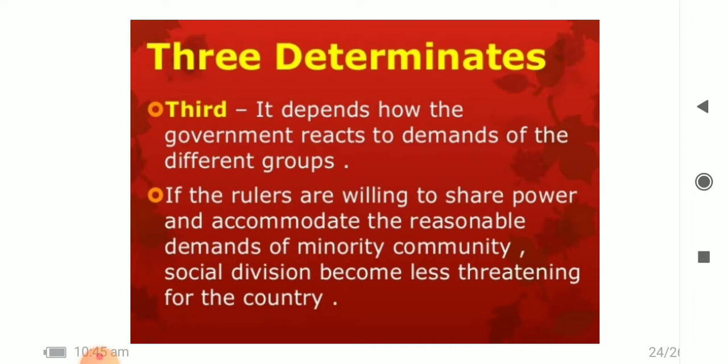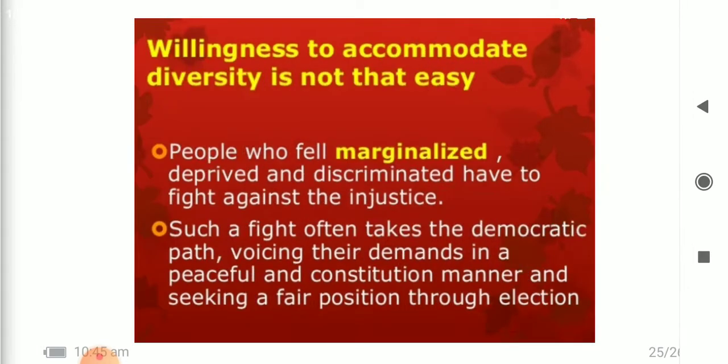If the rulers are willing to share power and accommodate the reasonable demands of minority communities, social division becomes less threatening for the country. Willingness to accommodate diversity is not that easy. People who feel marginalized, that means those who feel neglected, deprived and discriminated against, have to fight against the injustice.